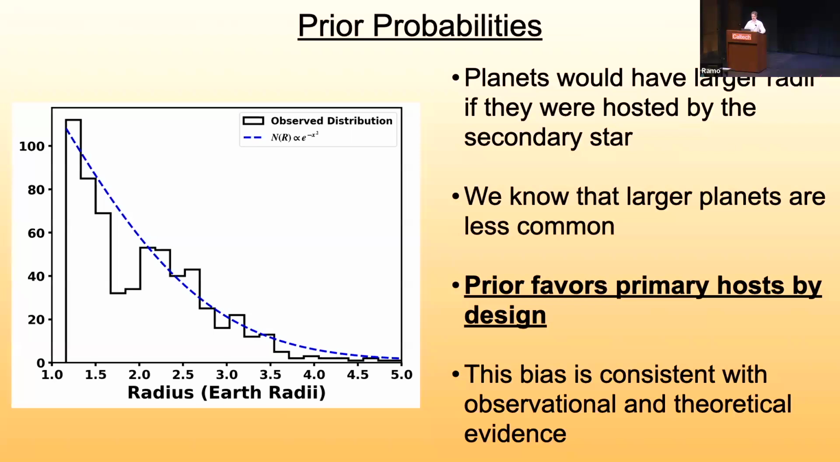But what this means is that if the planet's orbiting the secondary star, it's always going to have a larger radius than if it's orbiting the primary star. So our prior is always going to return a higher probability for the primary star than the secondary star. However, we do have observational and theoretical reasons for thinking that most of these planets should be around the primary star, and so this is actually kind of a natural way of incorporating that.